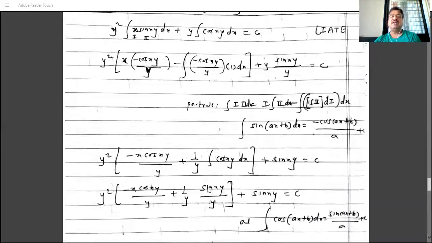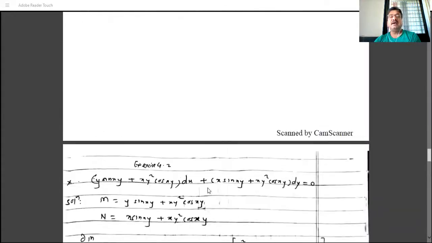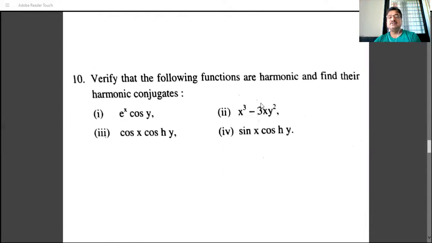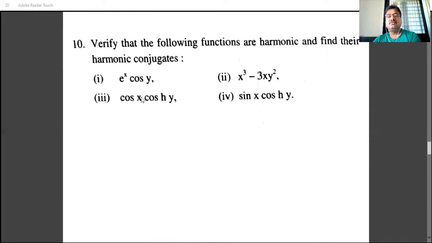Show the function is a harmonic function and find its harmonic conjugate. So this is the u function. Then show that uxx plus uyy is equal to 0 and then find the harmonic conjugate. Similarly for this problem. In order to solve this problem, we have to write the derivative of cos y.